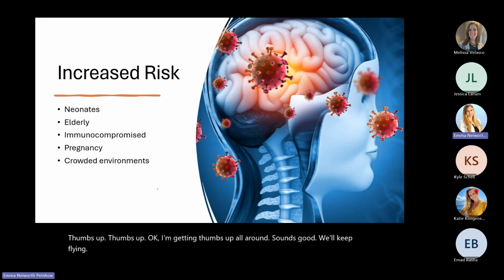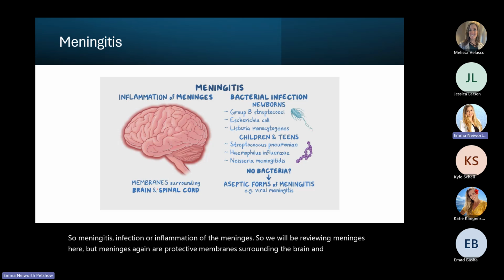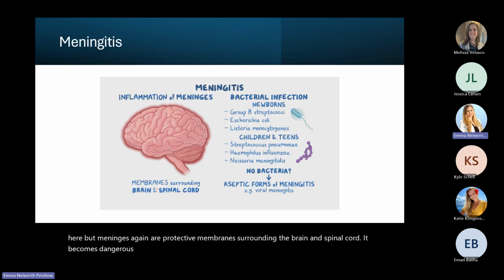So meningitis: infection or inflammation of the meninges. We will be reviewing meninges here, but meninges again are our protective membranes surrounding the brain and spinal cord. It becomes dangerous because inflammation happens in a fixed space, our fixed intracranial space. So inflammation and swelling, it can't escape, right? And that's going to cause problems potentially long term because edema and immune infiltrates can rapidly increase intracranial pressure, decrease cerebral perfusion, and lead to herniation, and potentially lead to a stroke-like scenario where patients are actually losing blood supply to certain components of their brain.